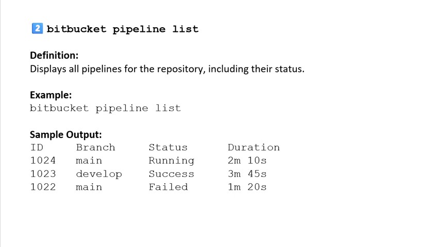And third is bitbucket pipeline stop with the pipeline ID, and the definition is: stop the currently running pipeline using the ID. Example: bitbucket pipeline stop 1024. The output is stopping the pipeline 1024, pipeline 1024 is stopped successfully, and the status is stopped.